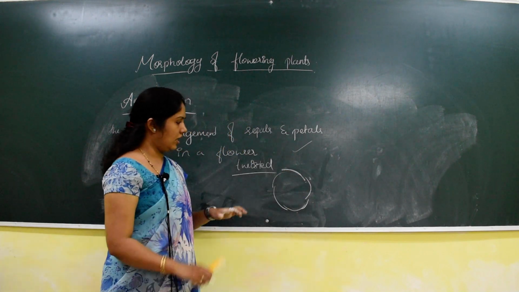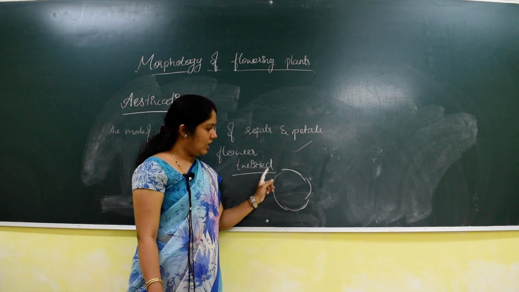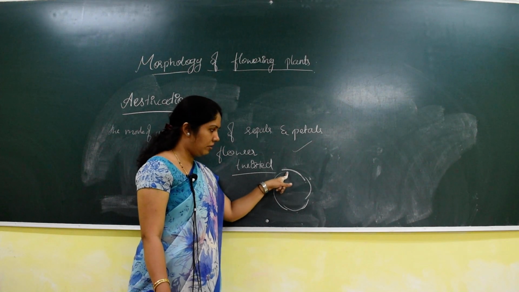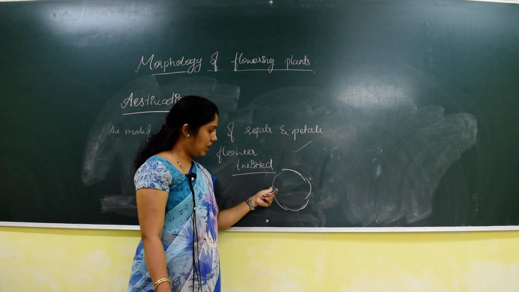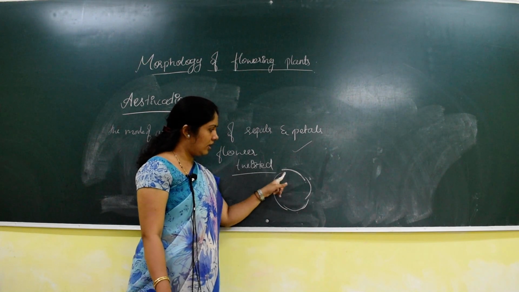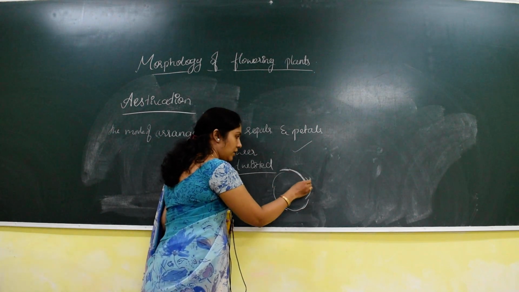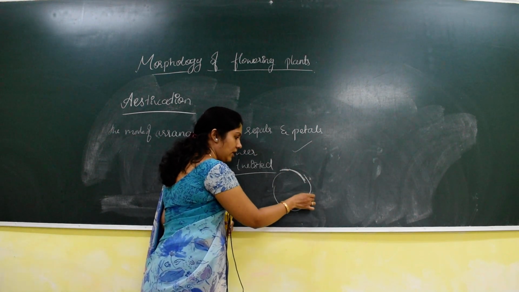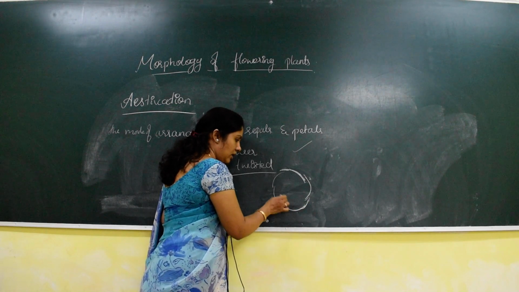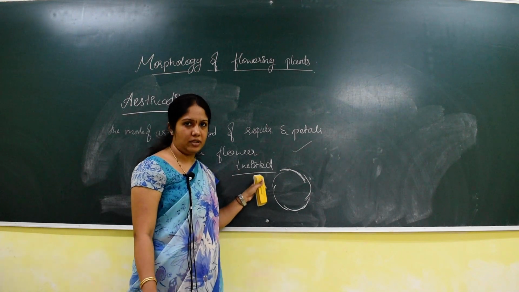In twisted estivation, I have drawn 5 petals. In these 5 petals, look, one margin is outside and another margin of it is inside. The margin of the petals, one margin is outside and the other margin is inside. So this type of estivation, one margin outside and another inside, this is outside and another margin is inside. This type of estivation is twisted.